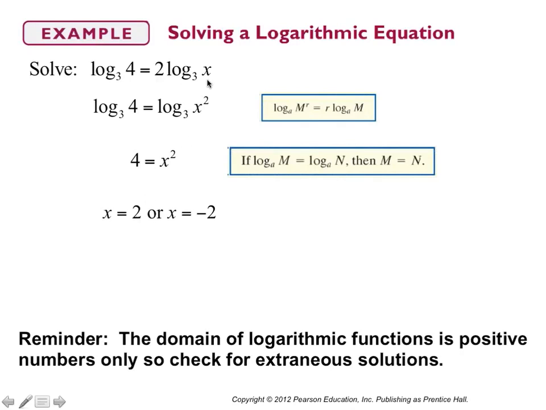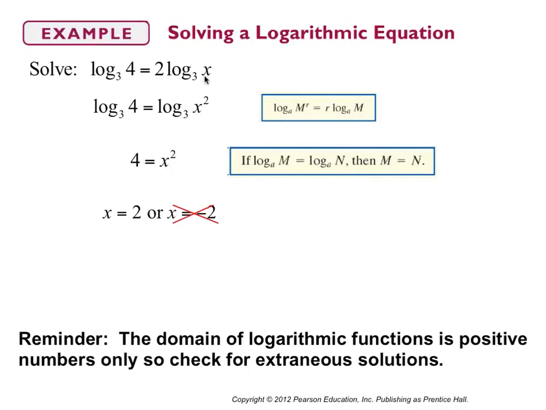So if we take x equals 2 and plug it in here, this is going to be fine because we just have log base 3 of 2. There's nothing wrong with that. But if we take negative 2 and we plug it in, we'd have log base 3 of negative 2. That is not going to be good because we cannot have a logarithm of a negative number.